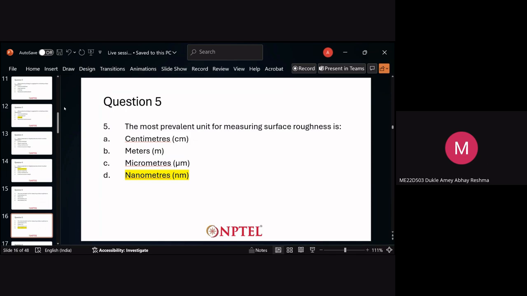You might have heard the term microns. In more scientific studies, or in very high ultra precision engineering applications, they obviously give the surface roughness in the nanometers range. So here the answer should have been micrometers, but they have given nanometers in the coursework. So I'm just repeating it here, but logically the answer should be micrometer.